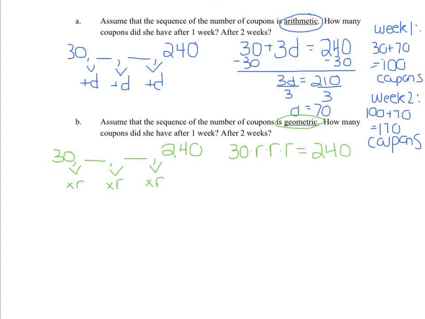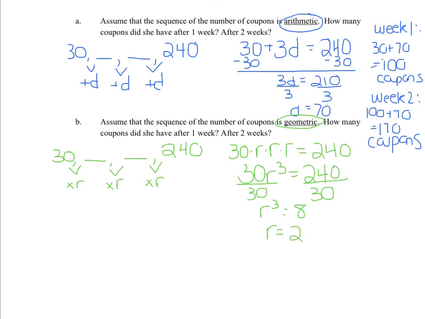R times R times R is actually R cubed, which is going to equal 240. So I'm going to divide both sides by 30 to get R cubed by itself. And 240 divided by 30 is 8. Then I need to figure out what number cubed equals 8. I can stick this in my calculator as x cubed and go to the table of values, which is second graph, to figure it out. Or I can guess and check, starting with 1. 1 cubed is 1. Then you can put in your calculator 2 cubed, and we're going to see that it's 8. So I actually know R is 2.